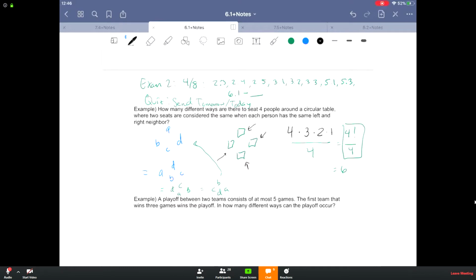All right. Any questions on that one? All right. So the last example from this section is kind of an intro to tree diagrams, which we'll do in chapter 11, I think, or chapter 10. So a playoff between two teams consists of at most 5 games. The first team that wins 3 games wins the playoff. So it's just like a playoff series in sports. And how many different ways can the playoff occur?